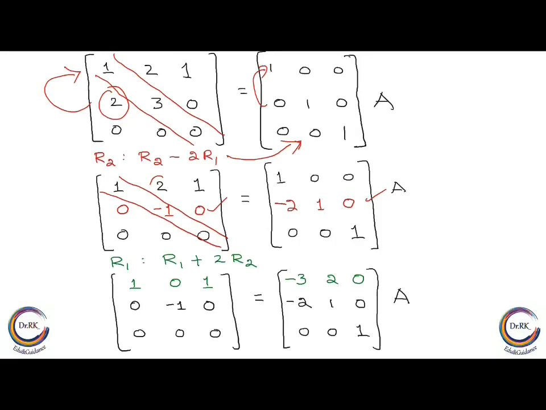Next, what is left? This element. We can make it 0, because here this minus 1 will anyhow make it 1, and this 1 has the rest of the elements as zeros. Wherever 0 is there in the diagonal, the remaining elements are zeros. So only this 2 remains, and we can make it zero. That is R1 is R1 plus 2R2, and then we get this.